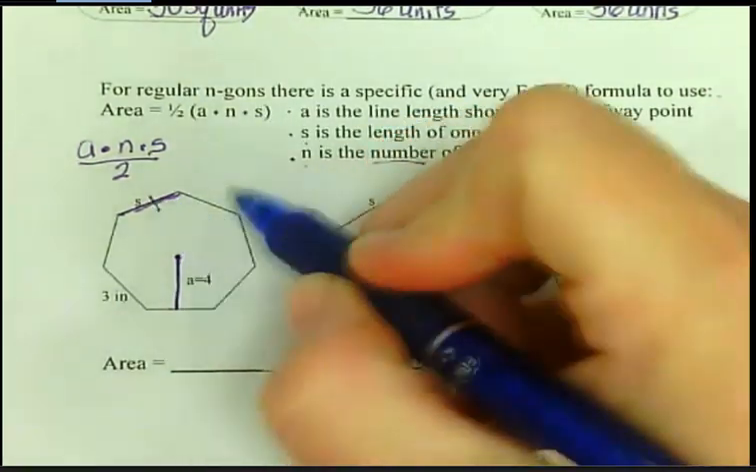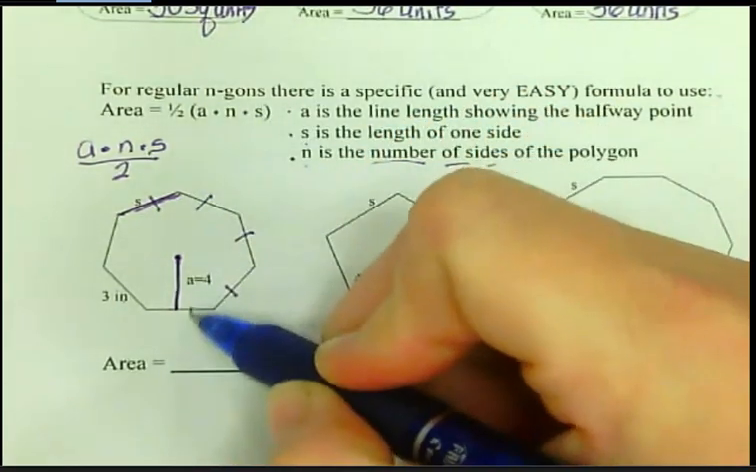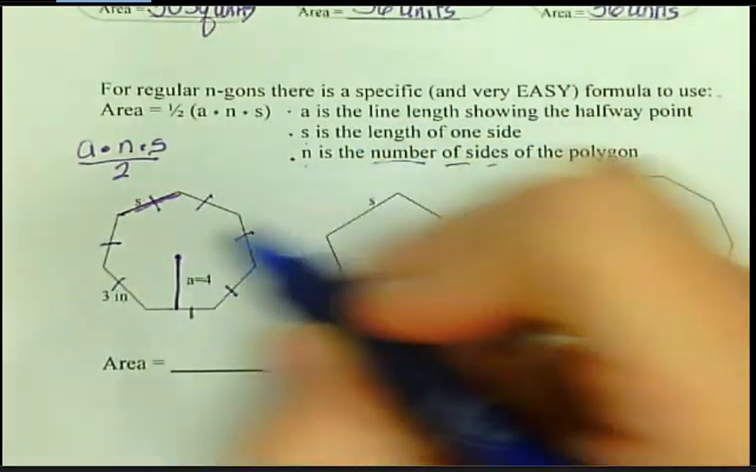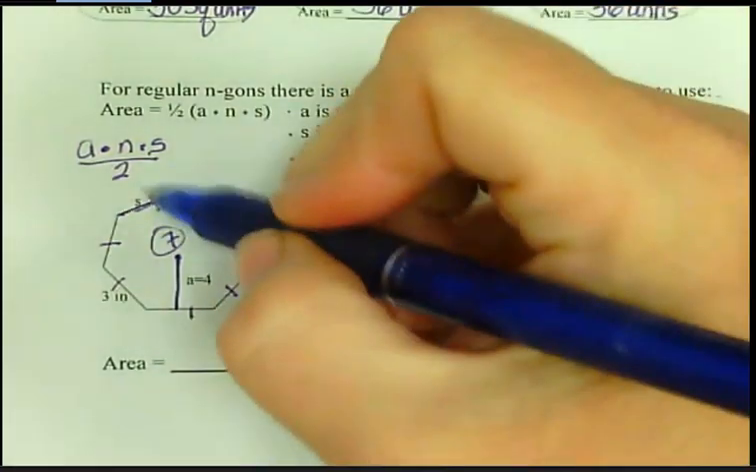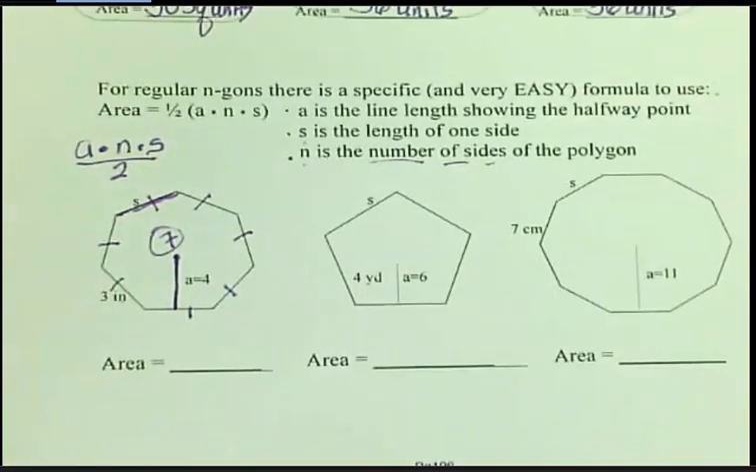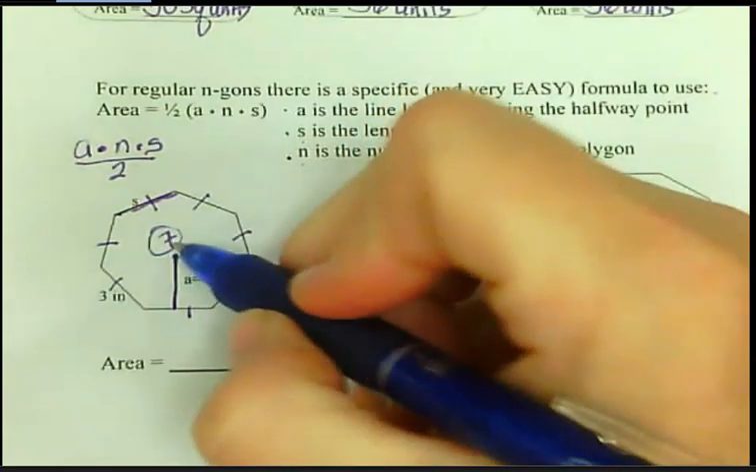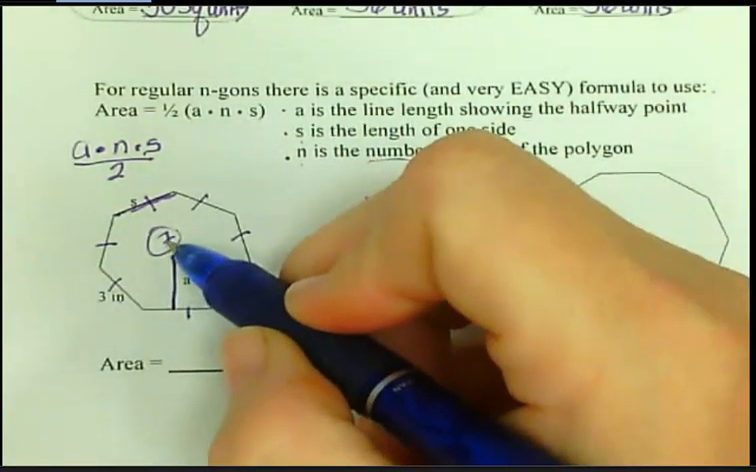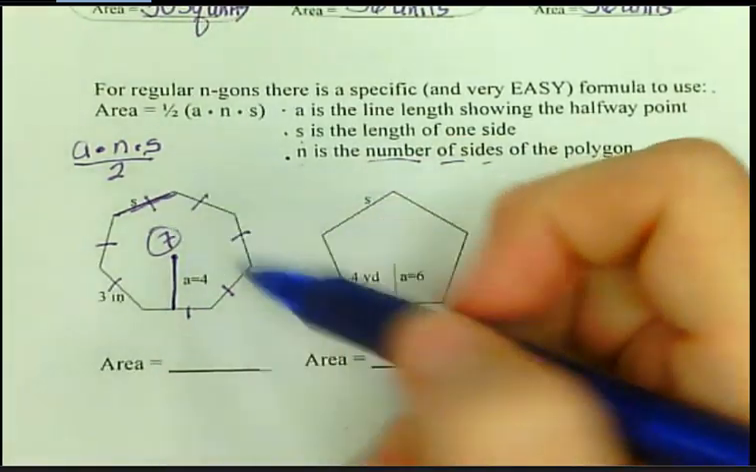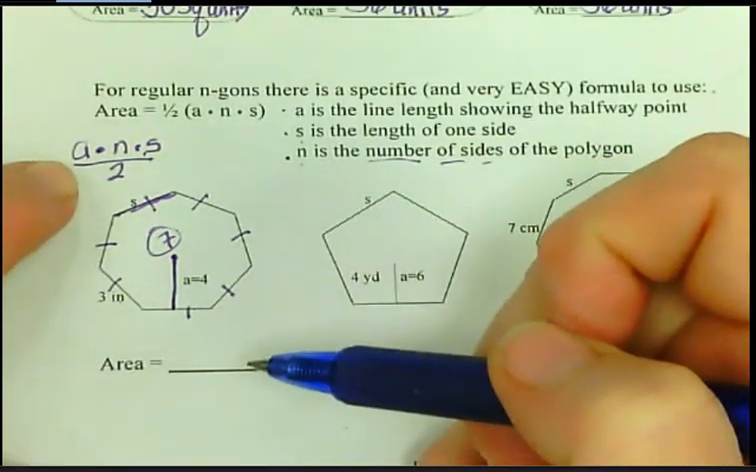So you still have to count. 1, 2, 3, 4, 5, 6, 7. So this is a septagon. It's a 7. I like to write, when I count, you notice I always put the lines there so I don't double count. And then I like to stick the number in the middle with a little circle around it. So now I remember this is 7 sides. So now we plug in our numbers.